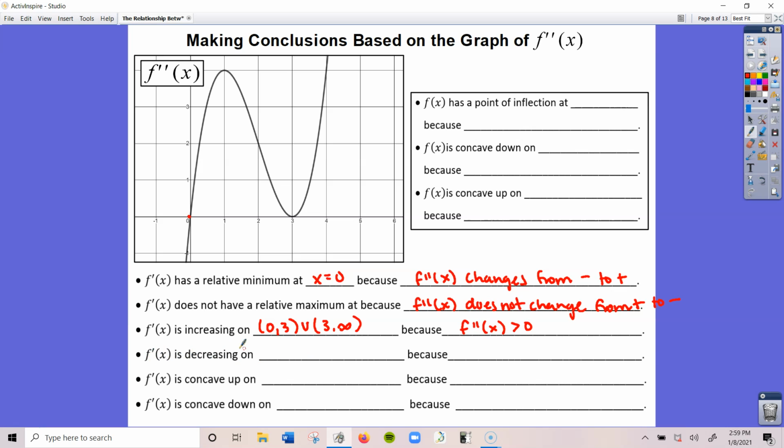f prime of x is decreasing, and it's decreasing when it's negative, which is down here. So we would say from -infinity to 0 because f double prime of x is less than 0.